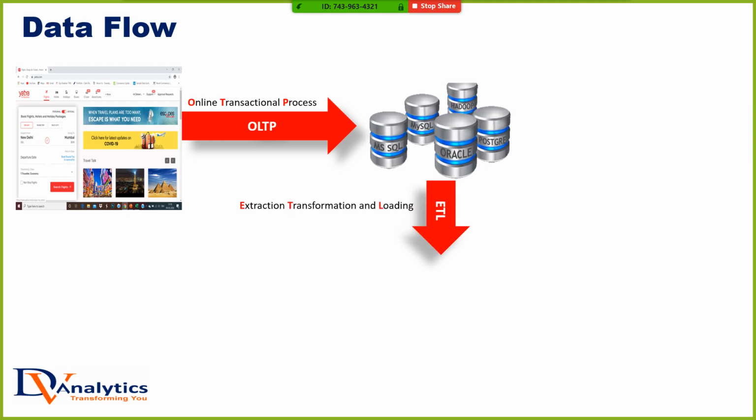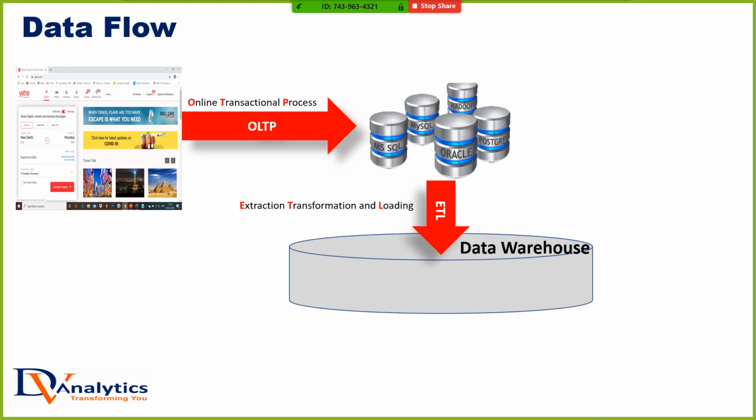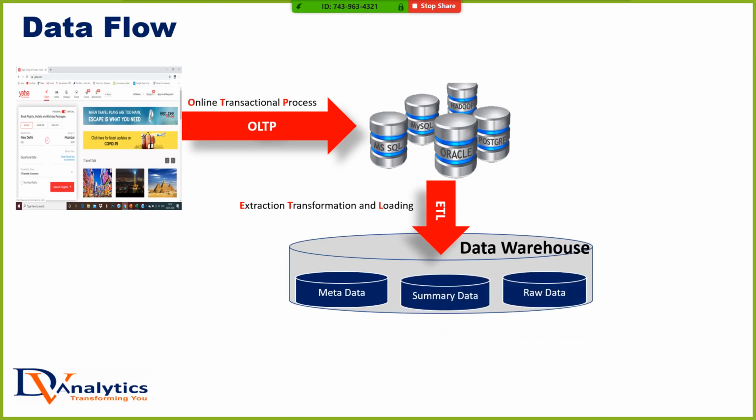From there, we extract, transform, and load the data. This is called the ETL process, into a data warehouse. In the data warehouse, you have data in three forms: metadata, summary data, and raw data. Metadata means the data as it is coming. Summary data means that if a customer has visited four times in a day, it will show only one transaction. It's not going to show multiple times. This is called summary data. Then you get the raw data form.